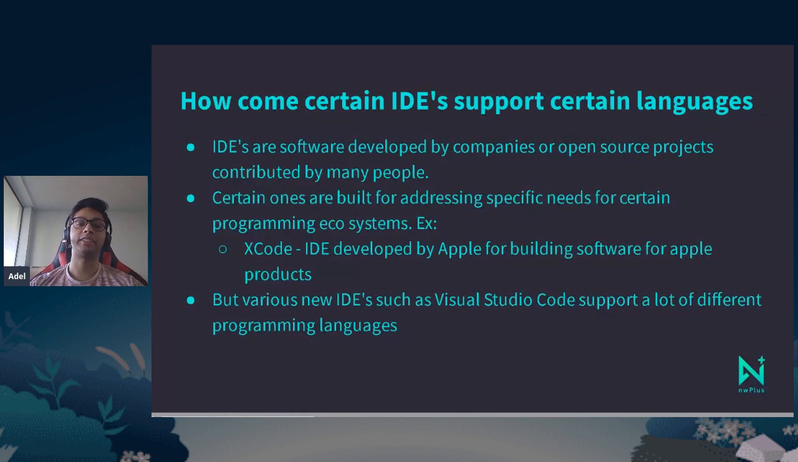So big commercial companies, or a lot of open source projects, let that happen. An example of this is Xcode. Xcode was an IDE developed by Apple because when Apple was released, they had their own language for writing their own software. So they wanted to provide an IDE that fit their experience for their developers and worked really well with their ecosystem. And recently, there are a lot of other IDEs, such as Visual Studio Code, and these are very extensible. They support a lot of different programming languages, and that's what we're going to be working with for this workshop.